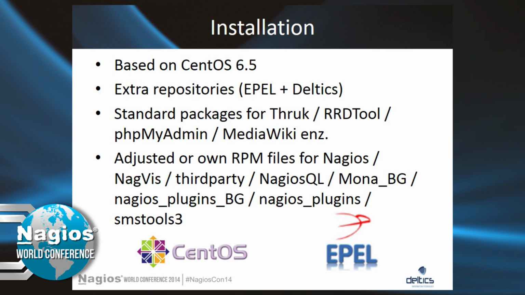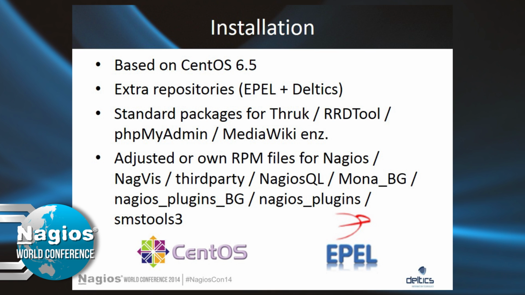The installation: our monitoring appliance is based on CentOS 6.5. We didn't start using 7 yet because there's no 32-bit version available. I don't know if there's going to be one, but 6.5 is okay for us. We're using some extra repositories from EPEL and our own. It's called Deltics, or alternatively Better Graphics, which was the first name of our company.